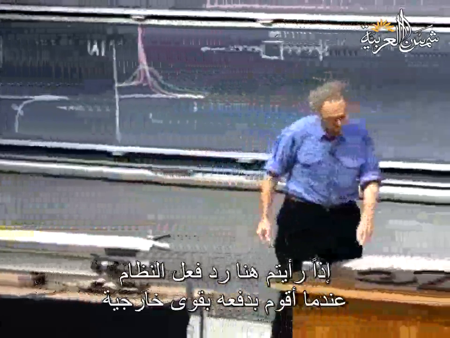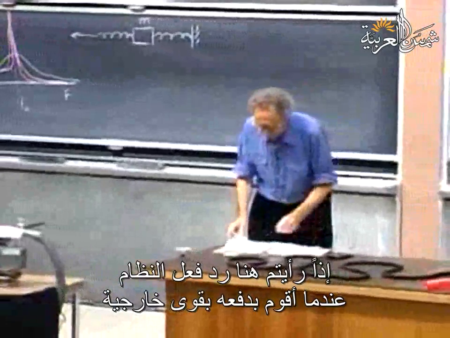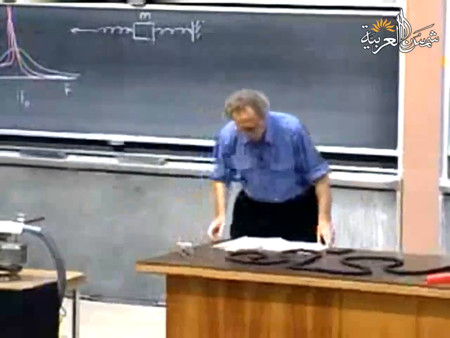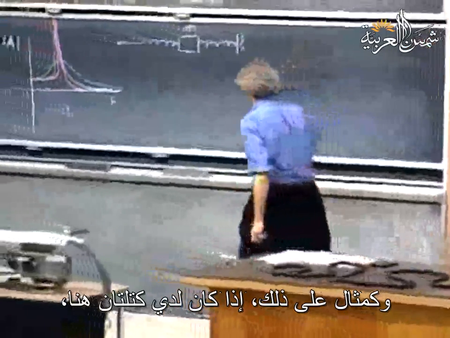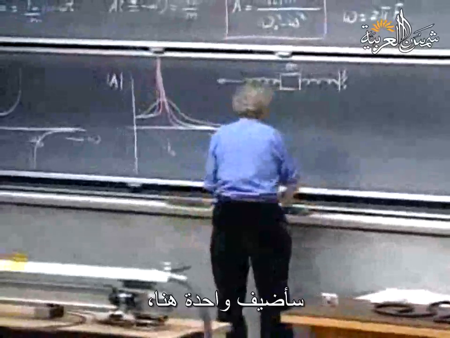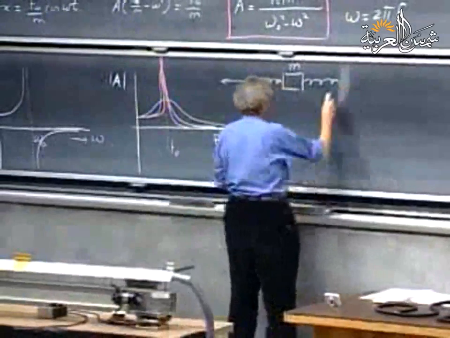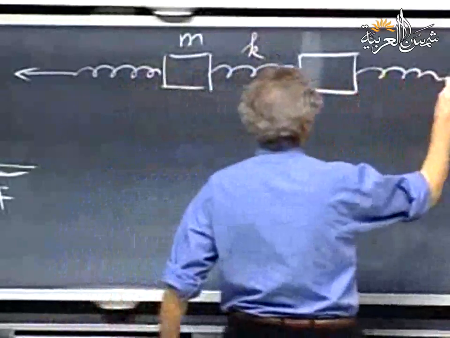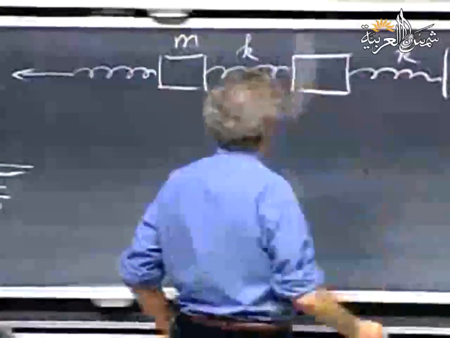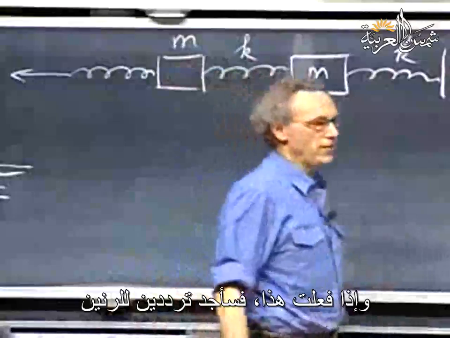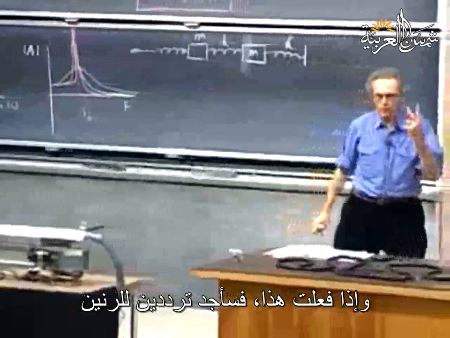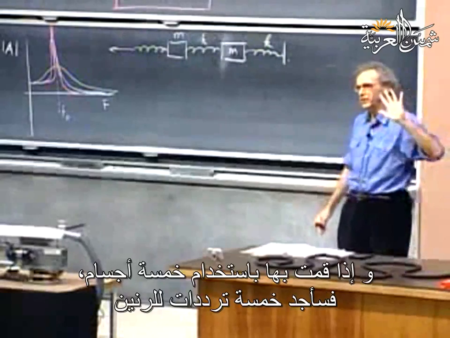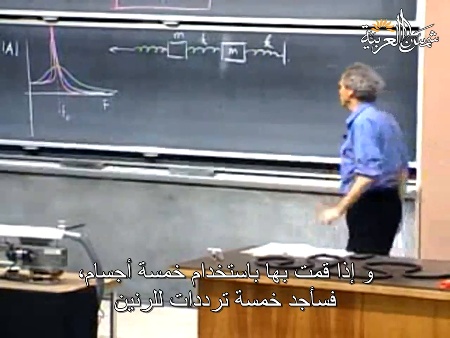So you see here the response when I drive a system. When my system is a little bit more complicated, for instance, if I had two masses here, so I would add one here, spring constant K, spring constant K, I could repeat this experiment. And if I did that, I would find 2 resonance frequencies. And if I do it with 3 objects, I would find 3 resonance. If I did it with 5, I would find 5 resonance frequencies.